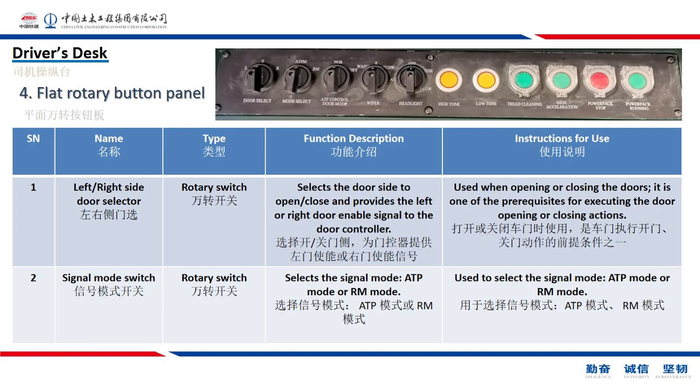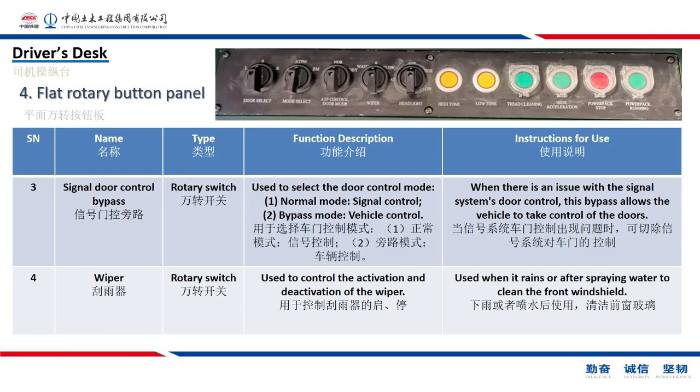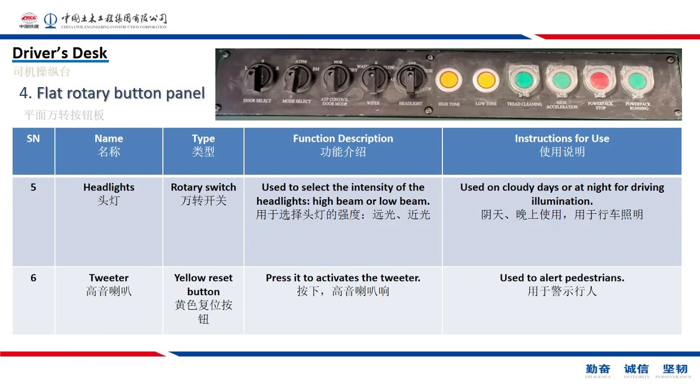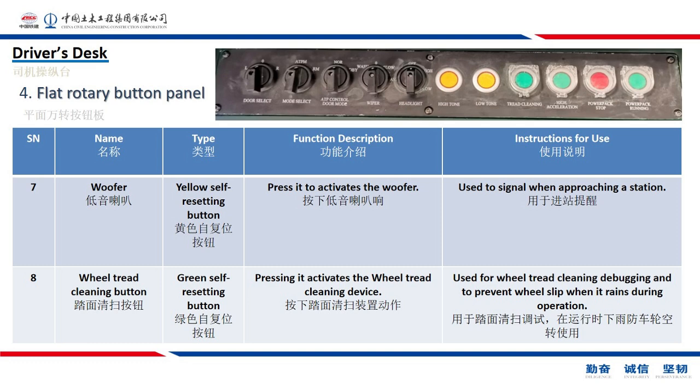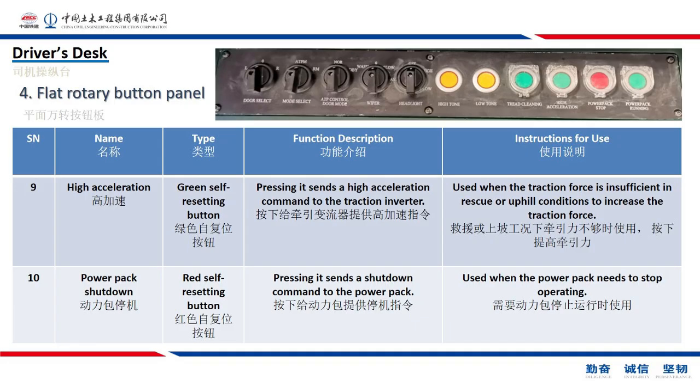Slides 18 to 23, flat rotary button panel. This is the flat rotary button panel. Each rotary button allows for multiple positions, controlling specific systems such as lights, wipers, or auxiliary devices. The advantage of rotary buttons is that they are easy to identify by touch, allowing the driver to keep eyes on the track while operating them.